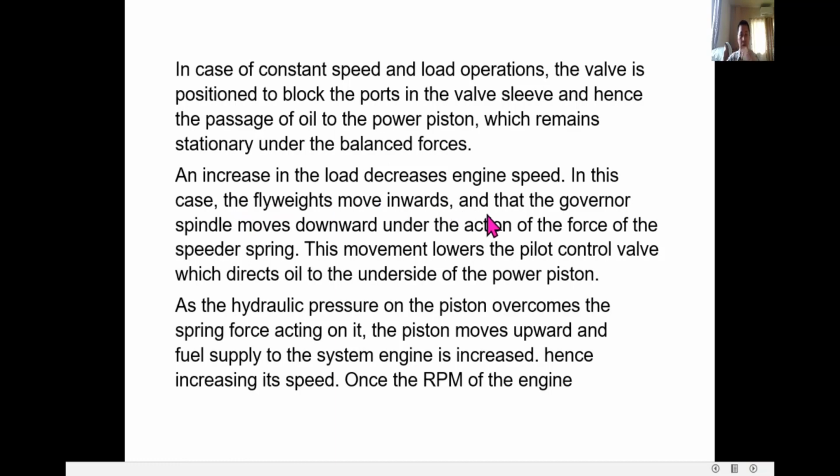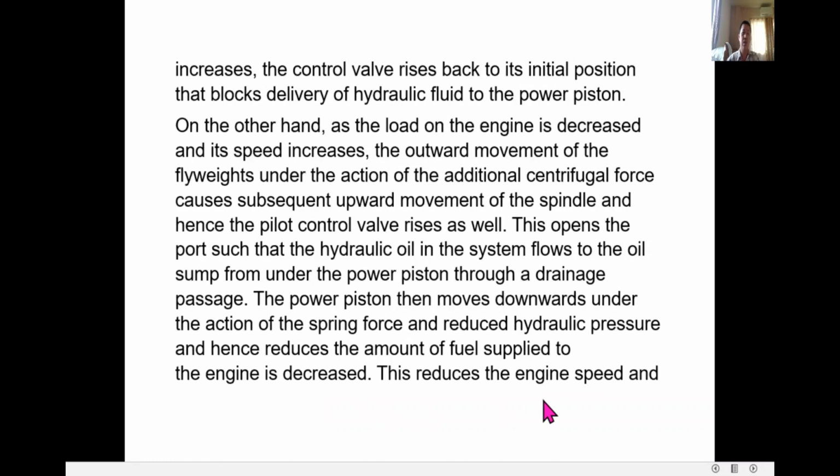The governor spindle moves downward under the action of the force of the speeder spring. This movement lowers the pilot control valve, which directs oil to the underside of the power piston. As the hydraulic pressure on the piston overcomes the spring force acting on it, the piston moves downward and the fuel supply to the engine is increased, hence increasing its speed. Once the RPM of the engine increases, the control valve rises to its initial position that blocks delivery of the hydraulic fluid to the power piston. Later on we will see the drawing.